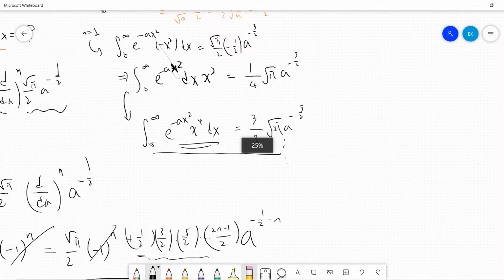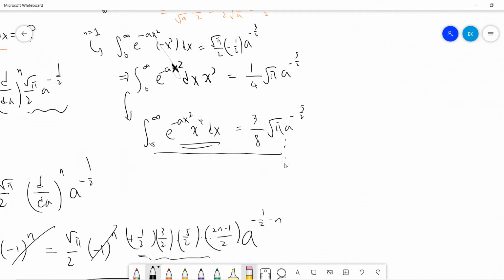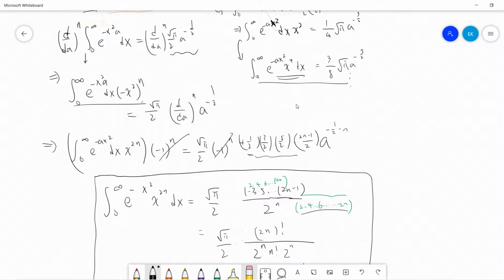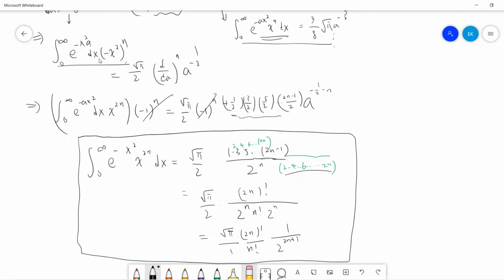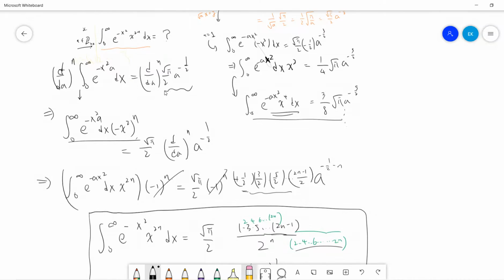If you differentiate a second time, then you get this one. So the proof idea is just this. We start from this equation, and then we differentiate both sides n times with respect to a. If we differentiate with respect to a n times, it will pull out minus x squared to the power n. And for this side, differentiating with respect to a gives us this term. The minus 1 to the power n will cancel, and there will be a half, 3 halves, 5 halves.